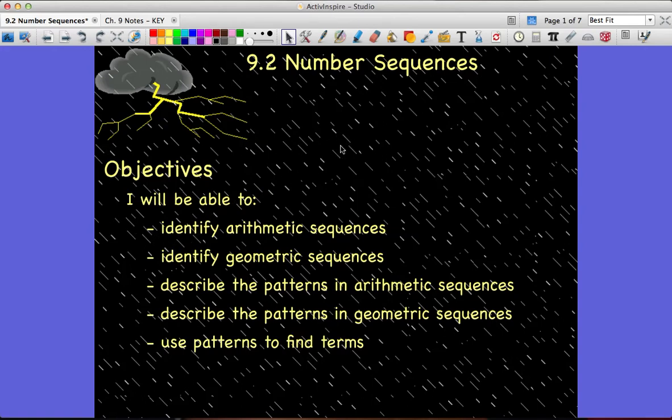Welcome to Lesson 9.2, Number Sequences. Today's objectives: you will be able to identify arithmetic sequences and geometric sequences, describe the patterns in arithmetic sequences, describe the patterns in geometric sequences, and use patterns to find missing terms.